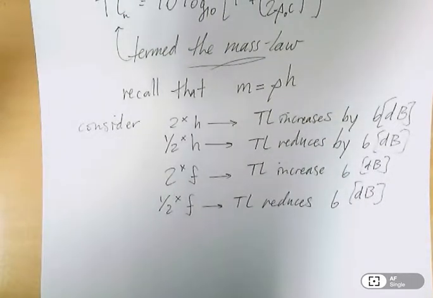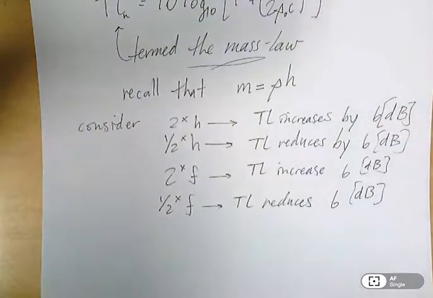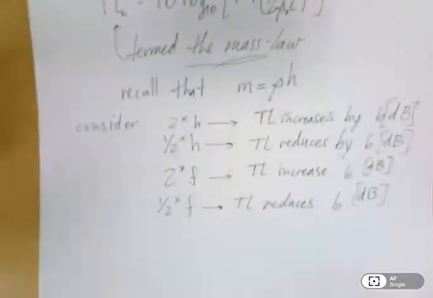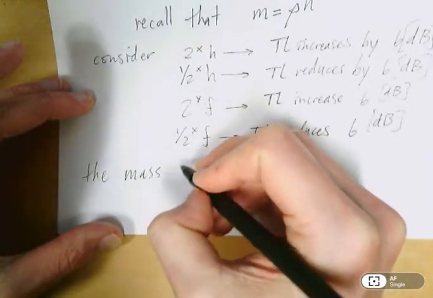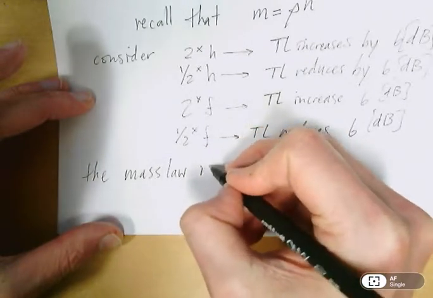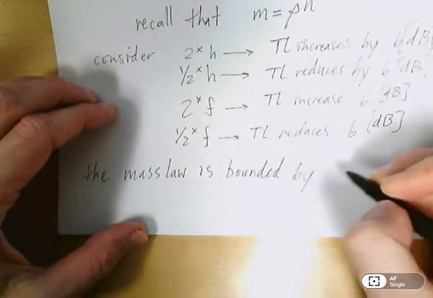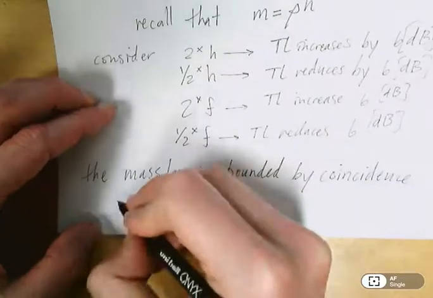Now, what about the limitations to this derivation at high frequencies? Because we see that at some point this mass-controlled region terminates in coincidence phenomena. So at high frequencies, the mass law is bounded by coincidence phenomena at high frequencies.